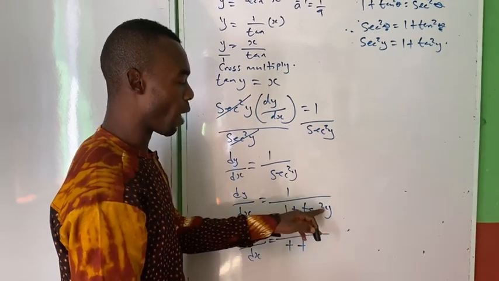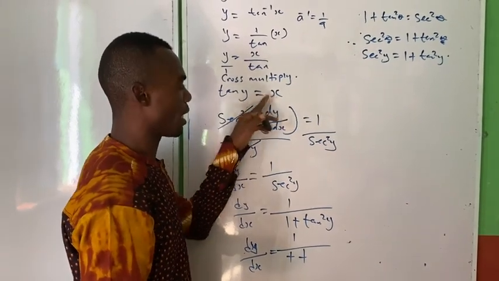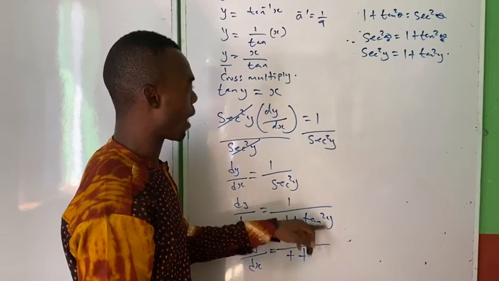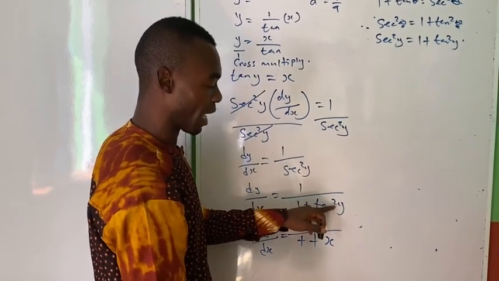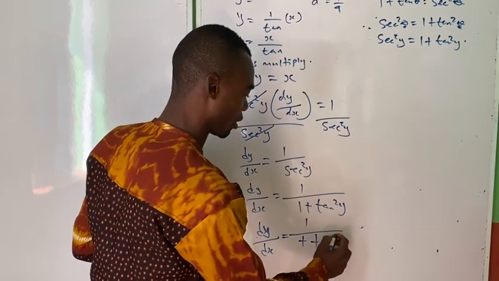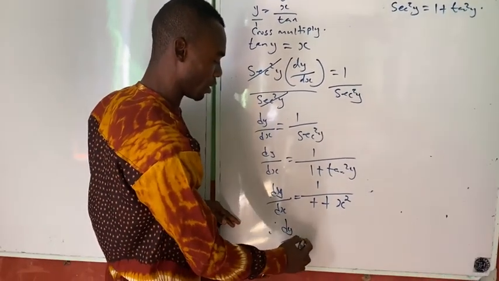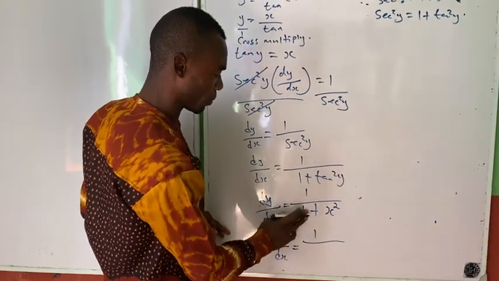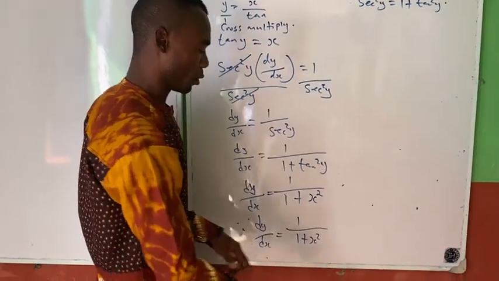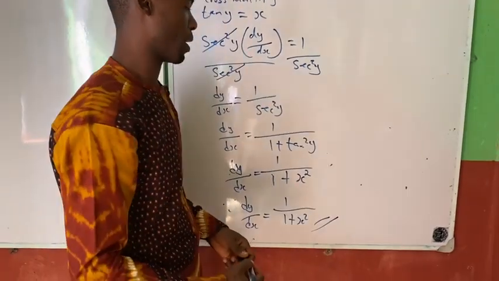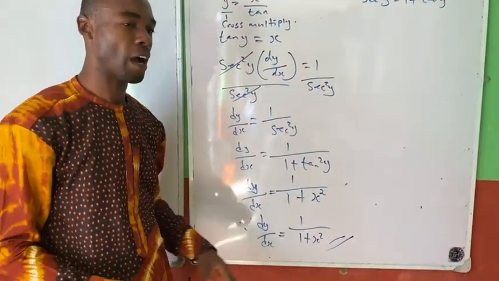Now, tan squared y: our tan of y is what? It is x. Tan y is x. Wherever you see tan y, replace it with x. Then we have x, and since tan appears twice here, that is squared. Therefore, dy with respect to dx is going to be 1 over 1 plus x squared as our final answer. That means 1 all over 1 plus x squared is our final answer.